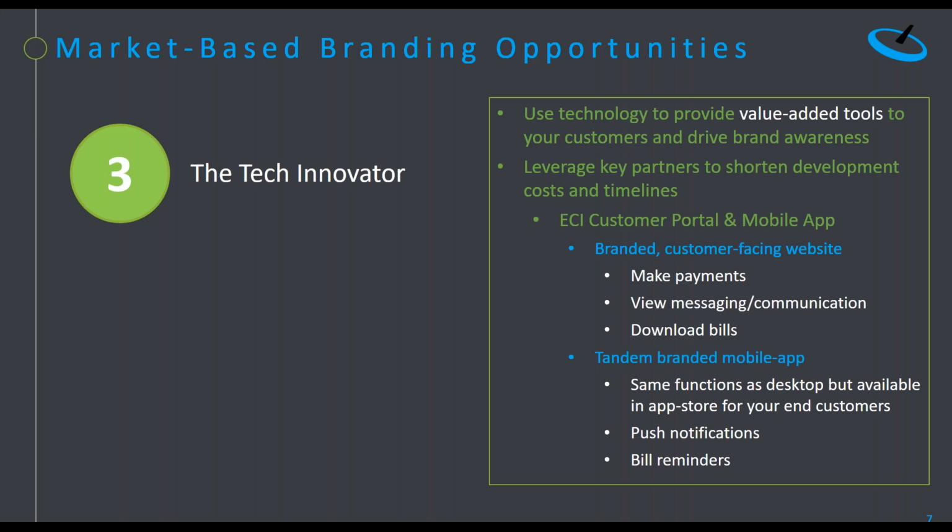And the third web market-based branding opportunity we want to consider today is the tech innovator. Using technology to provide value-added tools to your customers and continue to drive brand awareness is really key here. What we would recommend on the technology side is to leverage a key partner so that you can shorten your development costs and timelines. One way we do this for our retail clients is we offer an ECI customer portal along with the Tandem mobile app that our retail clients can white label, so their end use customers can log in, make payments, view messaging and communication, and download bills.